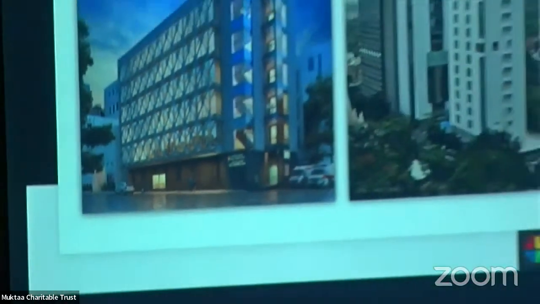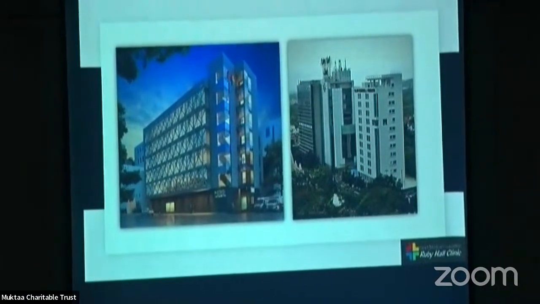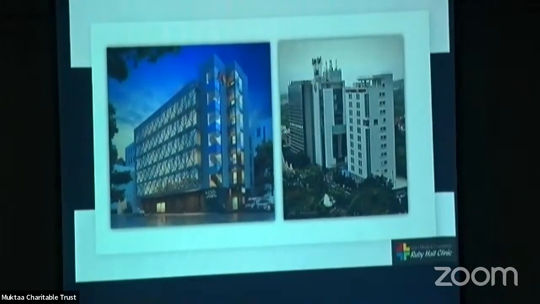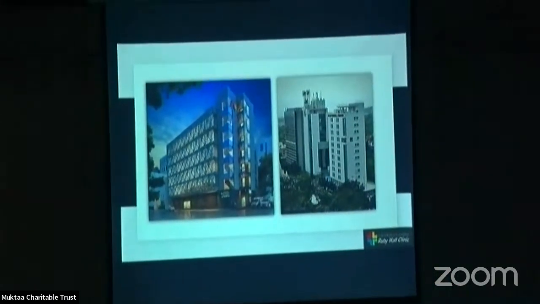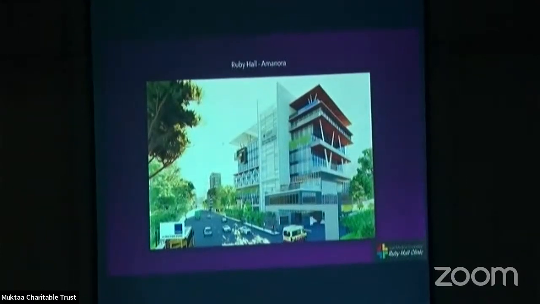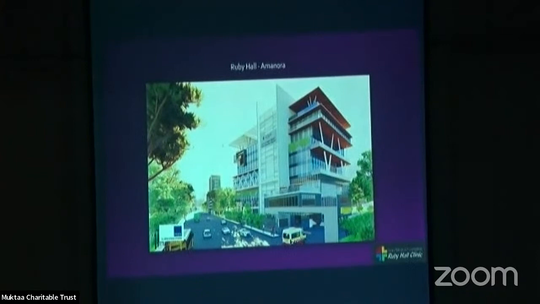On the left hand side, you are seeing the Ruby Hall Men's super specialty building, where my department is located on the 3rd and 4th floor. On the right hand side, you are seeing Vanoli Ruby Hall. The white building there is the next building, newly built. So the ground and first floor is my department. Next slide. This is Ruby Hall's brand new super specialty hospital coming up at Amanora. It is another 250 bed hospital with all super specialties available. Next slide.